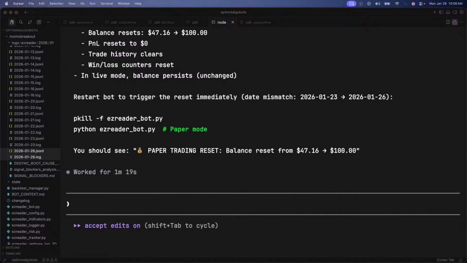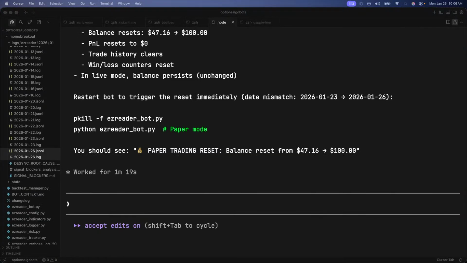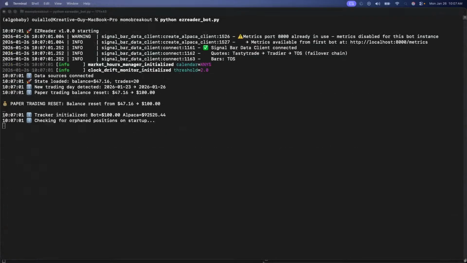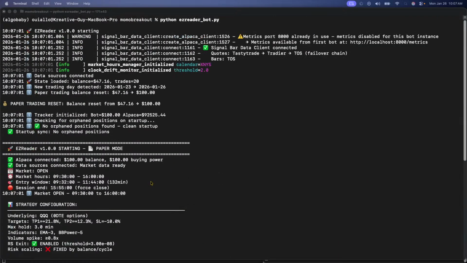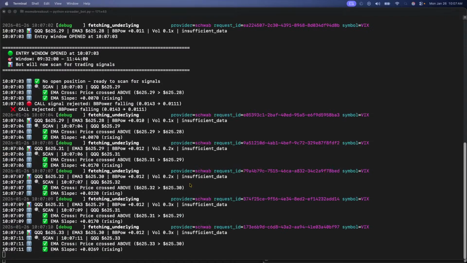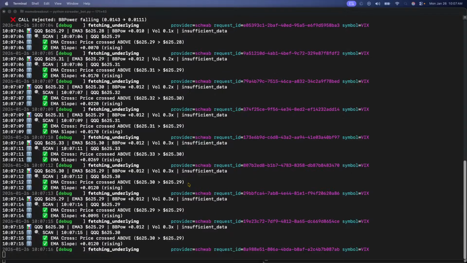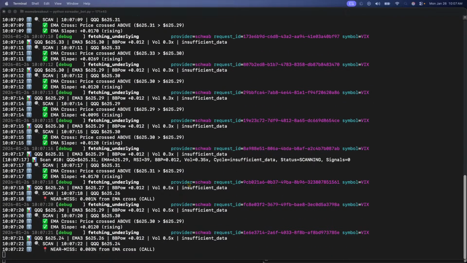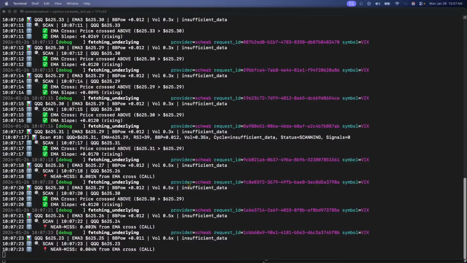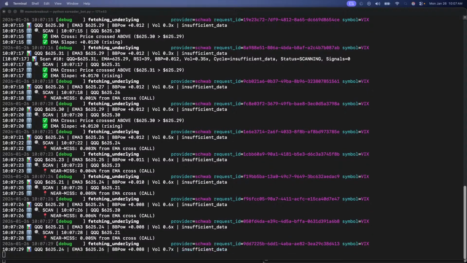So you're saying the bot is good now. Let's go look. Okay. Trading balance reset. Okay. Beautiful. All right. So I see this is actually working.